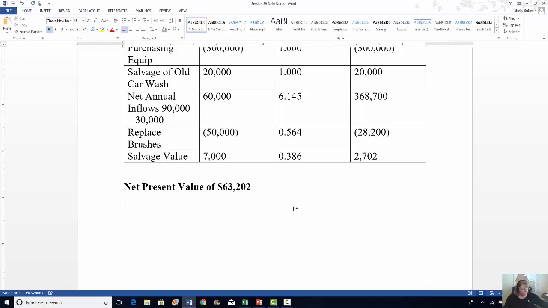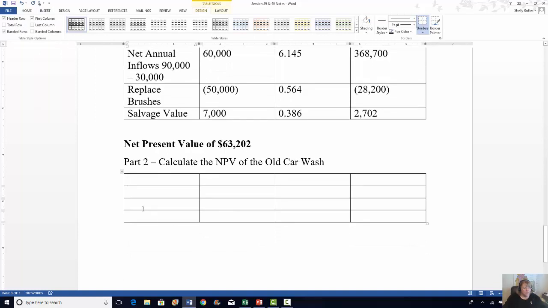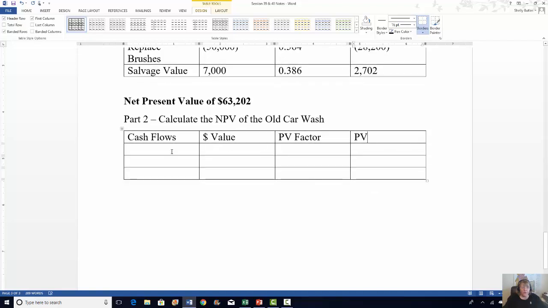Now part 2 is to calculate the net present value of the old car wash. So let's get us a chart, a table, and we'll want cash flows and dollar value and the present value factor and the present value, so that we can add up all of these.